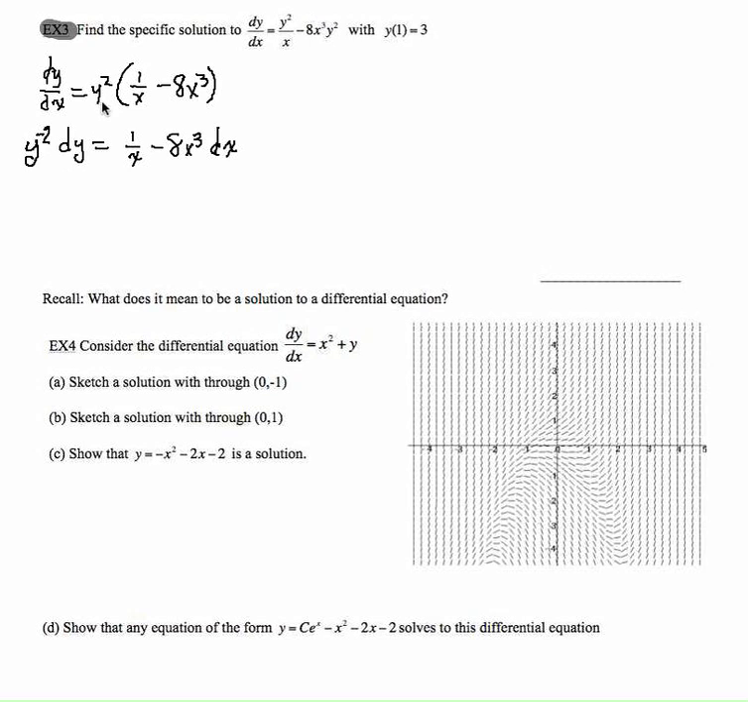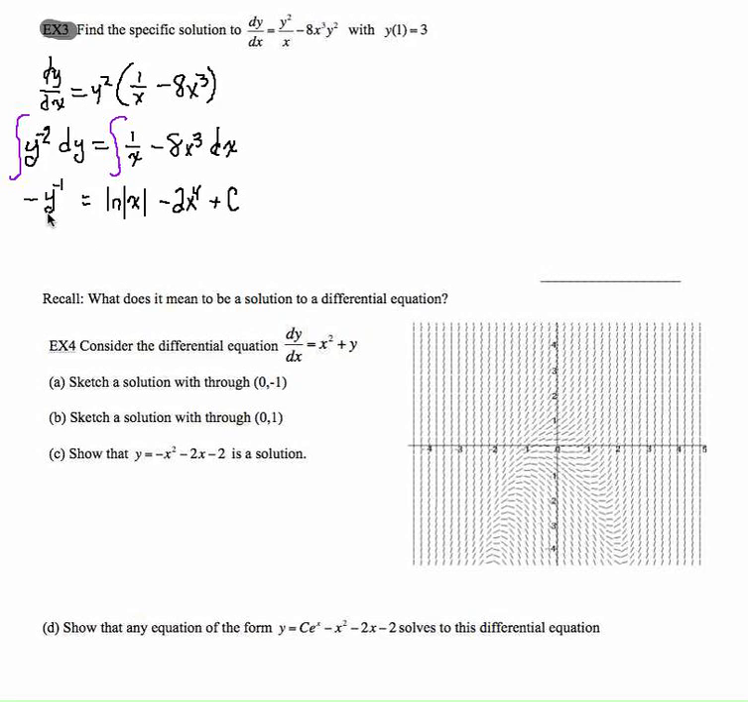Notice that to get the y squared over onto the left side, I divided both sides of the equation by y squared, and dividing both sides by y squared is the same as multiplying both sides of the equation by y to the negative second. And then the next step is to take the integral of both sides of the equation. Poof, there it is.